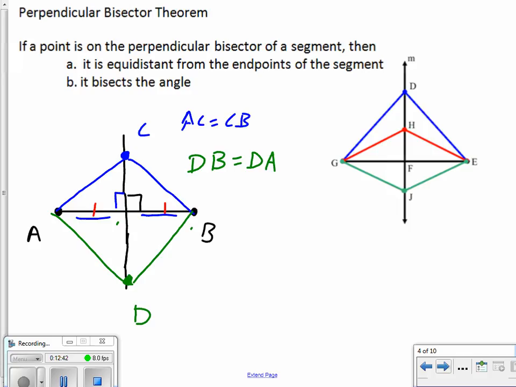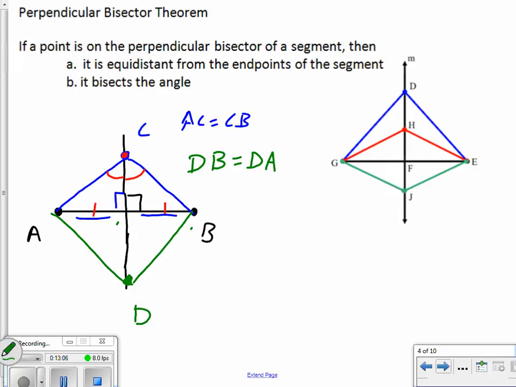Another thing that it tells us, again, when it says bisects the angle that's made at this point, so if I put, again, C is right here, this angle has to be just as big as this angle. It has to be. Because C is on the perpendicular bisector, that angle that it creates there has to be just as big as the other one.